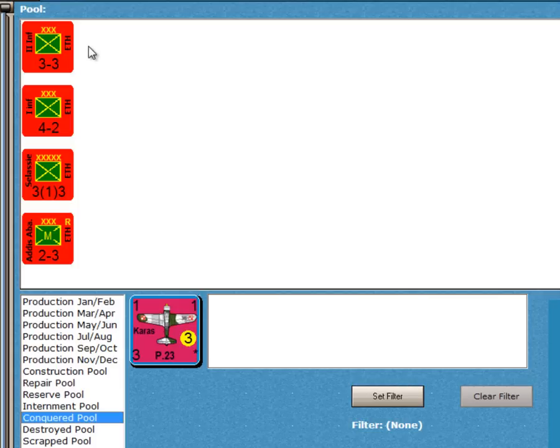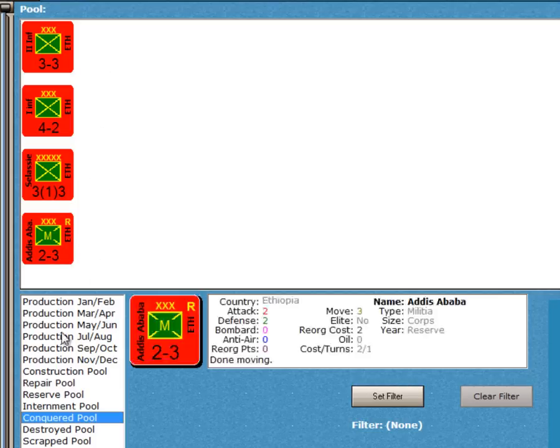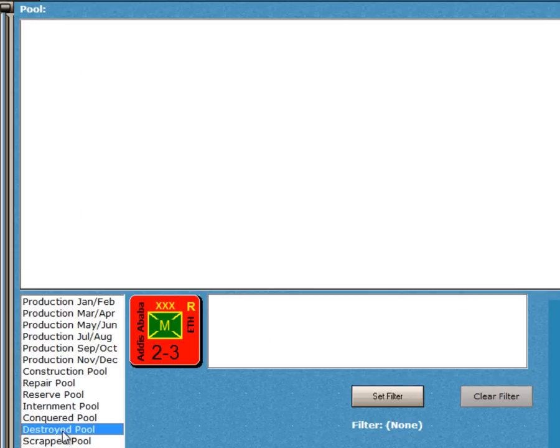The conquered pool has all of the units from Ethiopia. At the beginning of the game, Ethiopia has been conquered by the Italians. The destroyed pool is empty right now. This lists all of the units that have been destroyed during the current turn. So as units get destroyed through combat and other matters, they will appear here.